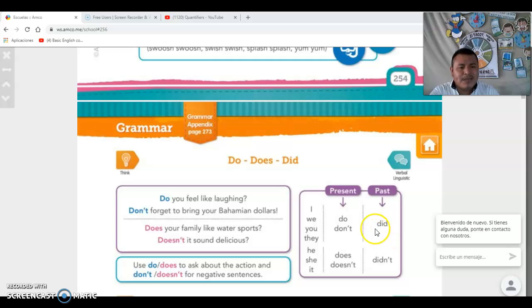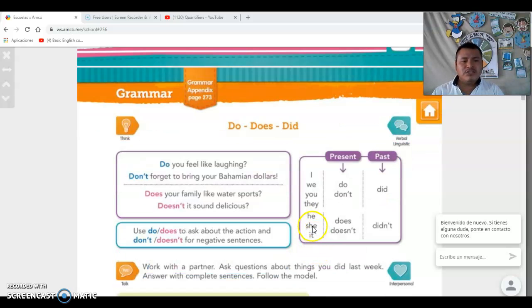And then it's very easy. In the past we use did and didn't, but in the present we use do for I, we, you, they. We use do or don't for negative, and for he, she, it we use does, okay? Positive. And in negative we use doesn't, does not. He doesn't, she doesn't, it doesn't. In positive, he does, she does, it does. Okay, and I do, we do, you do, they do. And I don't, we don't, you don't, they don't.